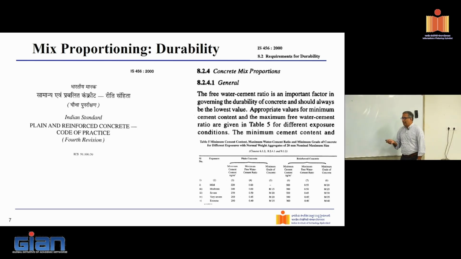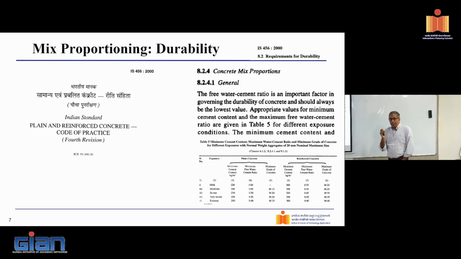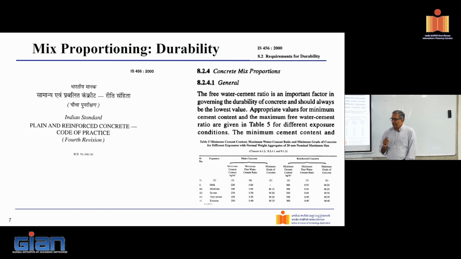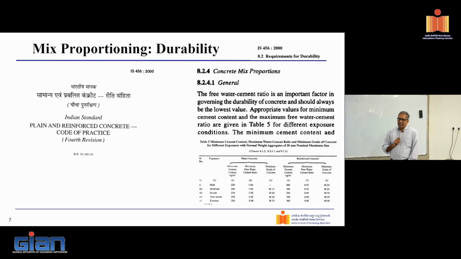So this is prescribed. It's prescriptive. They say that we suggest this free water to cement ratio should be capped. And you see that when you go from mild to extreme, the free water to cement ratio that they cap at decreases. Two things happening there. When I decrease the water to cement ratio, what happens? Cement content increases. And the hardened cement paste would be less porous. That is our understanding. So that is the basis of durability and mix proportioning, considering durability when we're talking about concrete mix design.